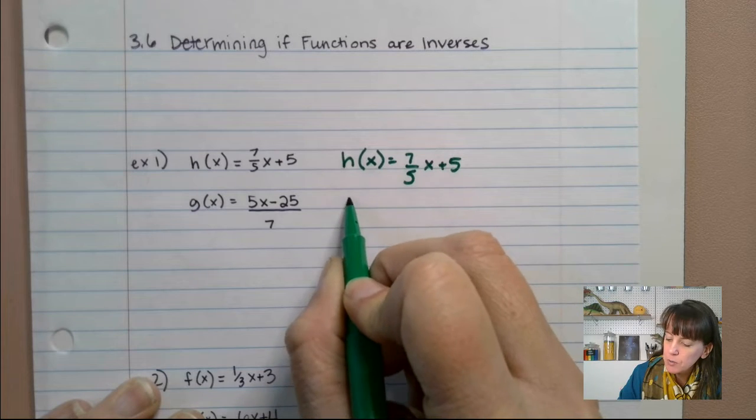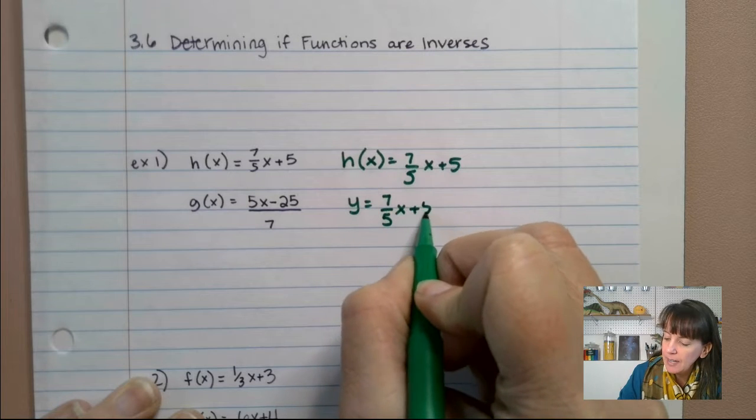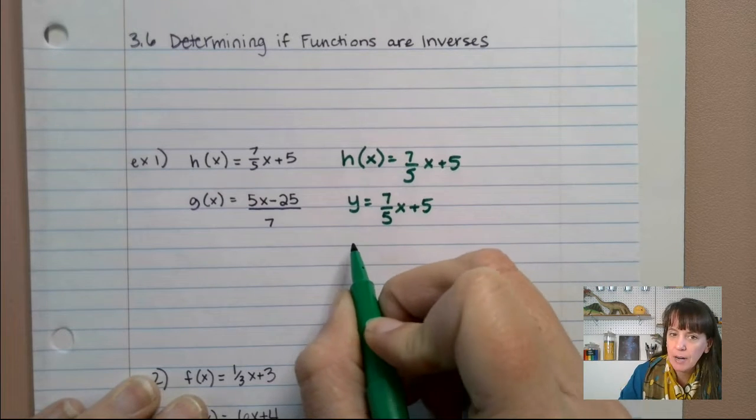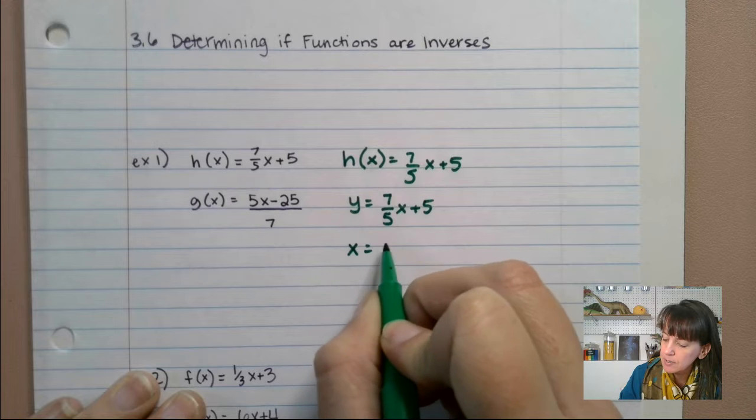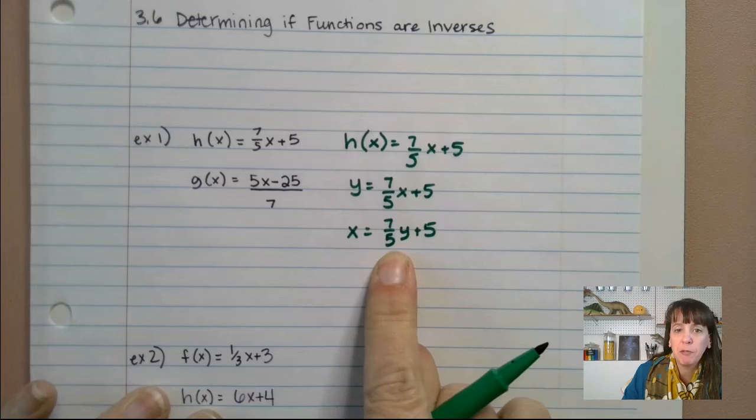First thing we do is swap out our function notation, and then we swap our x and y. So now what I've got is x equals 7 over 5y plus 5. And now we're going to be solving for y.